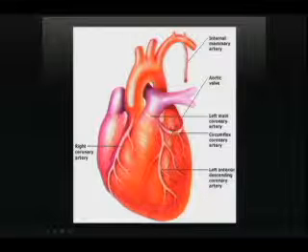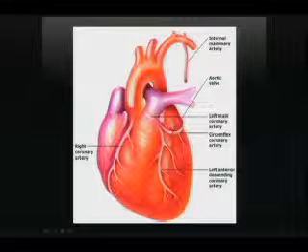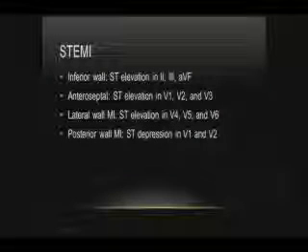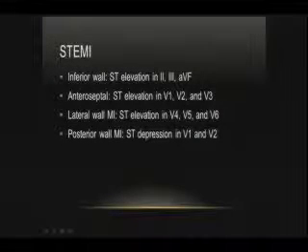So just a quick review of the coronary artery anatomy. We have the right coronary artery, the left main, which gives way to the left anterior descending, and then you have the circumflex artery. And so we talk about inferior, anteroseptal, lateral wall, and posterior wall. And we see with inferior ST elevation in 2, 3, and AVF. With anteroseptal in the precordial leads V1 through V3. Lateral wall, you'll see it in V4, 5, and 6. And then a posterior wall, you'll see ST depression in leads V1 and V2.